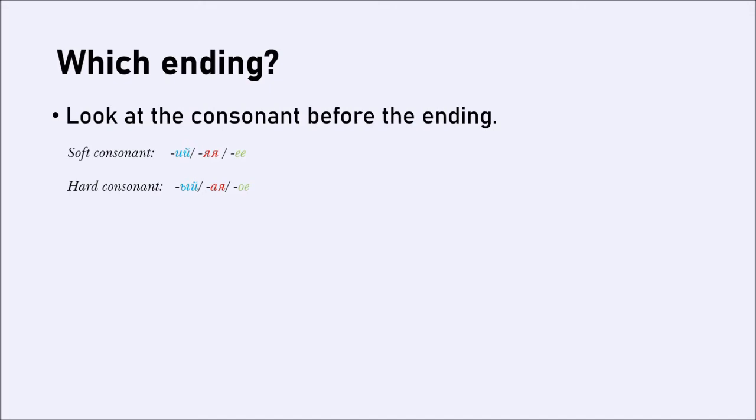If the consonant is hard, then it will be -yy for masculine, -aya for feminine, and -oye for neuter, okay? The ending -oy for masculine is used only when the stress of an adjective falls on this ending. So it's just an ending on its own, it doesn't follow the rules in relation to soft and hard consonants. It's большой, we put the stress on the end, большой.